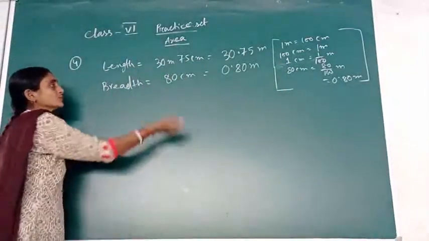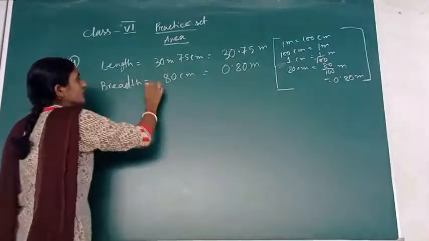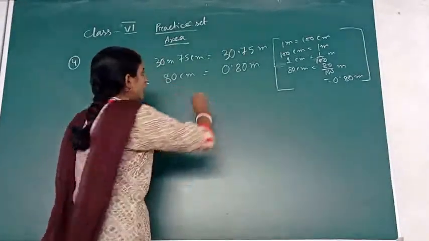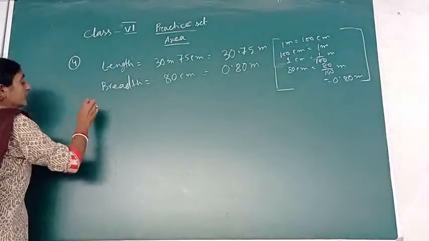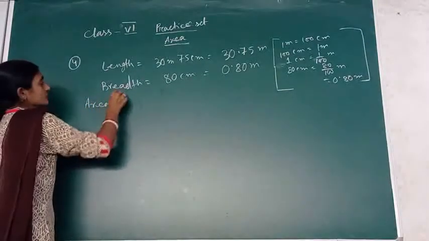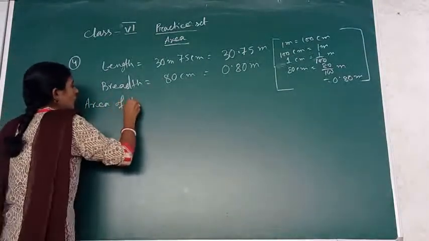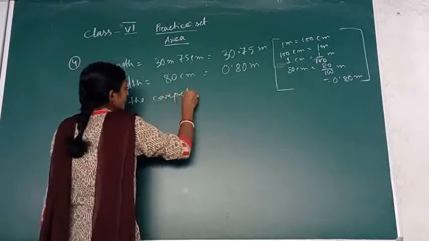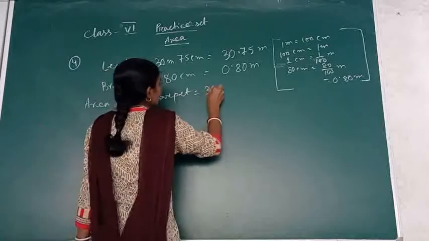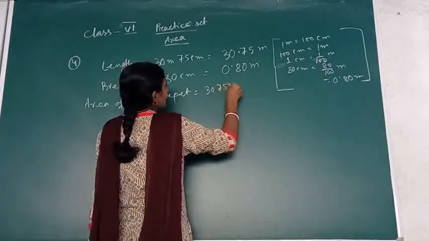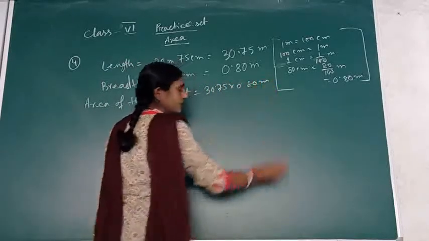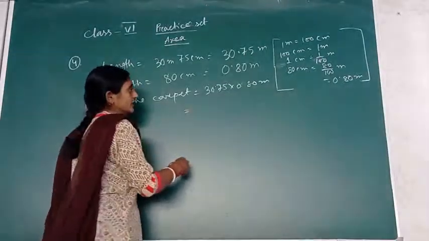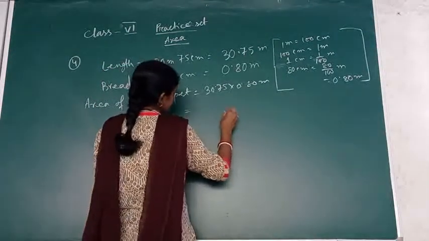Now come to the next one. Here the length and breadth of this rectangular carpet we have written here. So let's go for the area of the carpet with this dimension. Area of the carpet equal to what? That is equal to 30.75 into 0.80 meter. Yes, we can write. Let's go for multiplication. Find out the area now. What we will get? Yes, let's see.